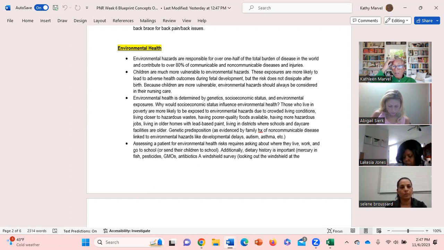And we know that kids in general are much more susceptible or vulnerable to environmental hazards, right? Which is going to lead to much more adverse health outcomes. Okay? Lead poisoning. What did you learn about lead poisoning?